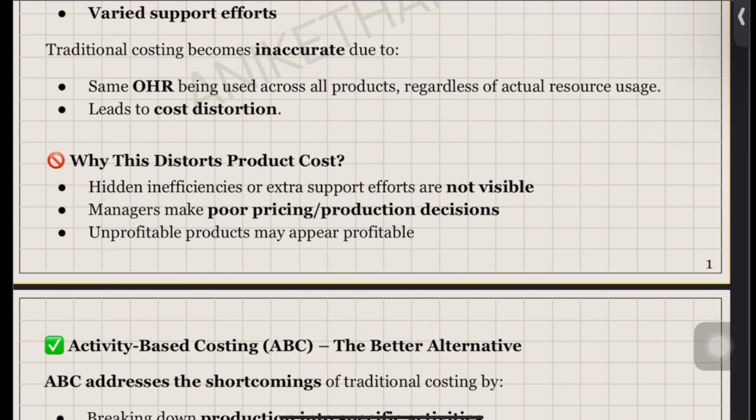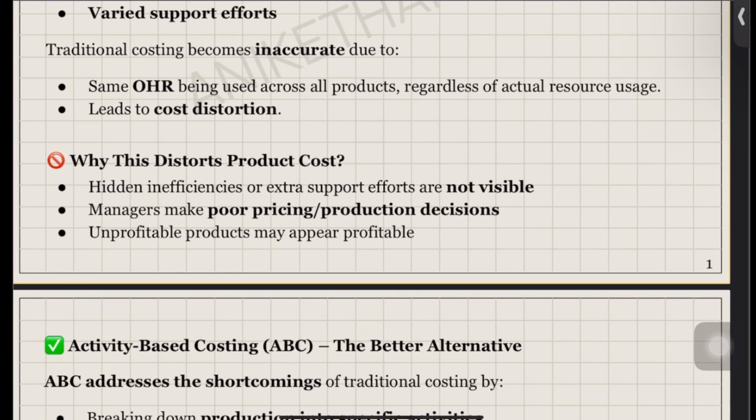Why is this product cost distorted? Because there are hidden inefficiencies or extra support efforts that are not visible. Take the example of phone versus computer. In a computer, you need extra support. That will not be visible when you are charging per unit overhead. And based on this, you make bad, wrong decisions.